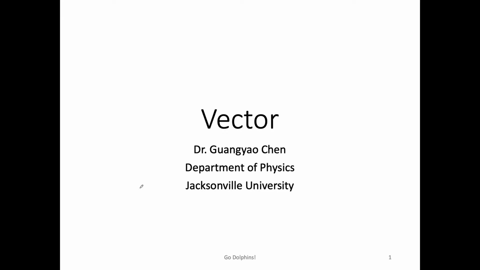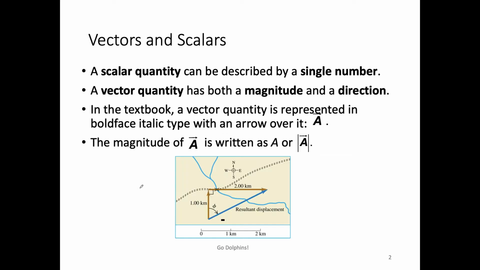In this video, let's go over vectors, which is very important for both Physics 1 and Physics 2. So in physics, there are two different kinds of quantity. One is scalar quantity. We can describe it as a single number, just a number. And then we have vector quantities. A vector quantity is different from scalar quantities in that it has a magnitude and it also has a direction.